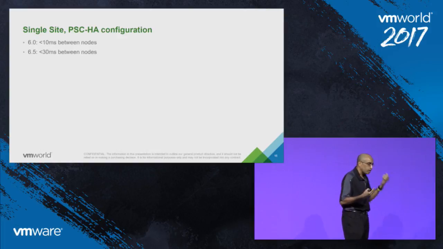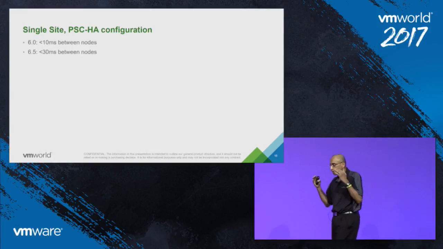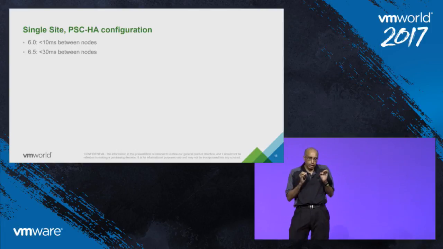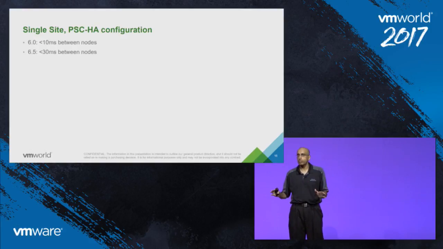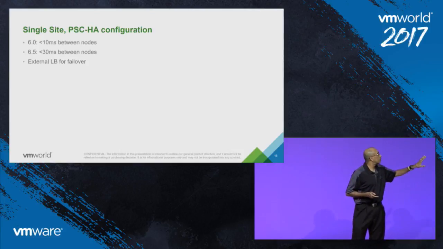Now a lot of times people ask me what's a site? In 6.0 and before, we used to define that as any hosts, vCenters and PSCs, that have less than 10 milliseconds of latency between them. In 6.5, we're looking to qualify this so that it can be up to 30 milliseconds per node. Please stay tuned for documentation on that, but that's basically a recommendation. So here's what we recommend.